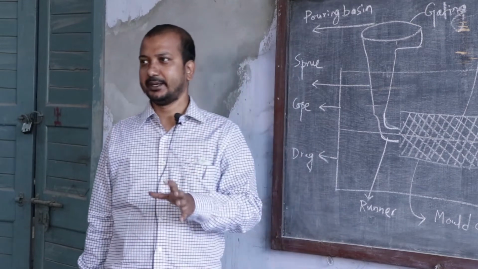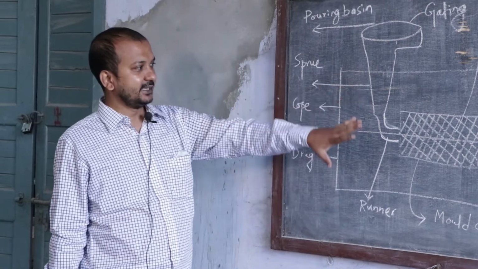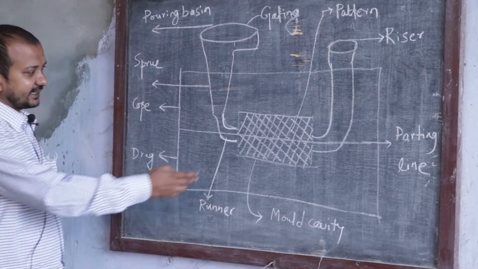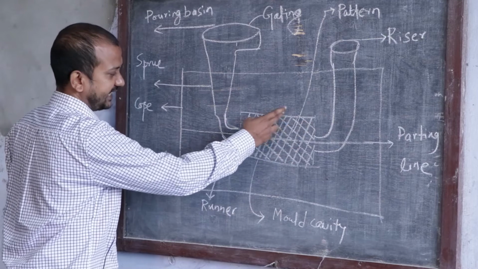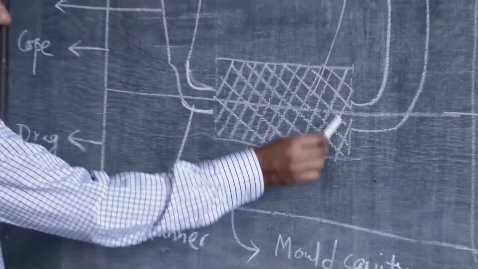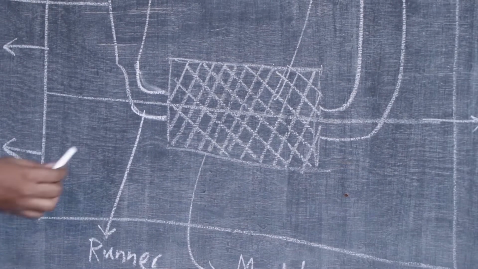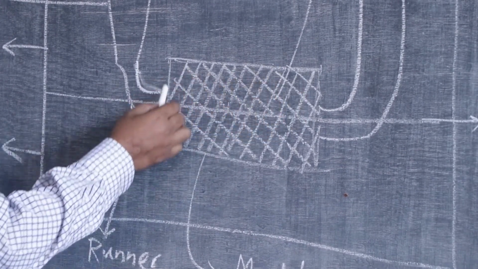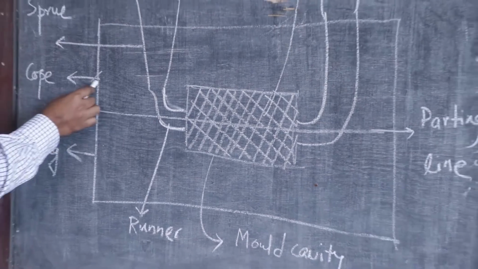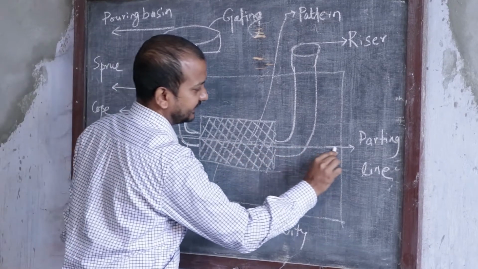Now, to explain the casting process, here you can see a diagram. Basically, this can be called the mold cavity. The final product will be similar to this. When the mold cavity is prepared, there are two parts. The upper part is called cope and the lower part is called drag, and this is the parting line.